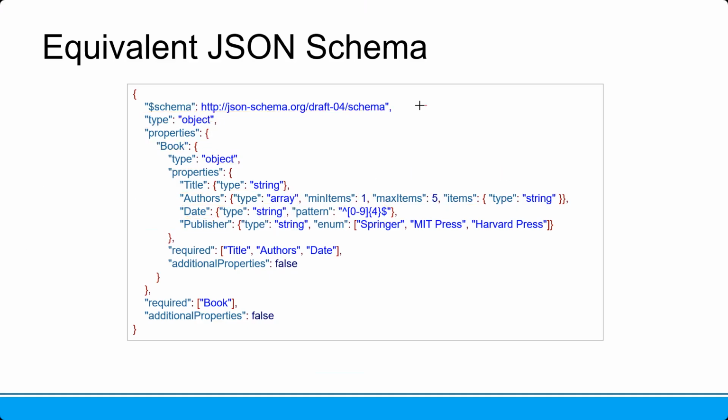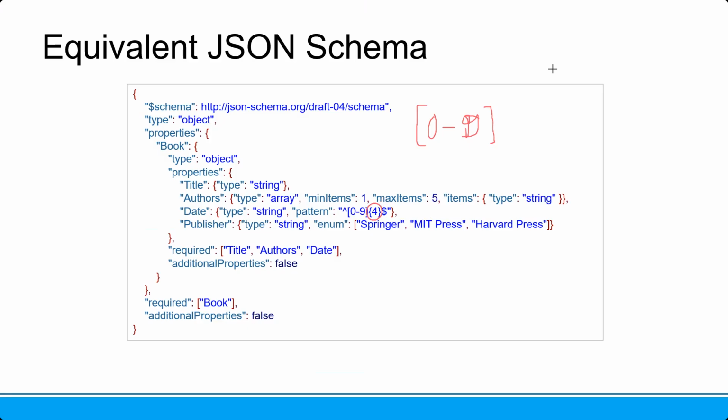So we have 0 until 9. It means it is a digit. So any number 1, 2, 3, 4 until 9. And the number will be 4.